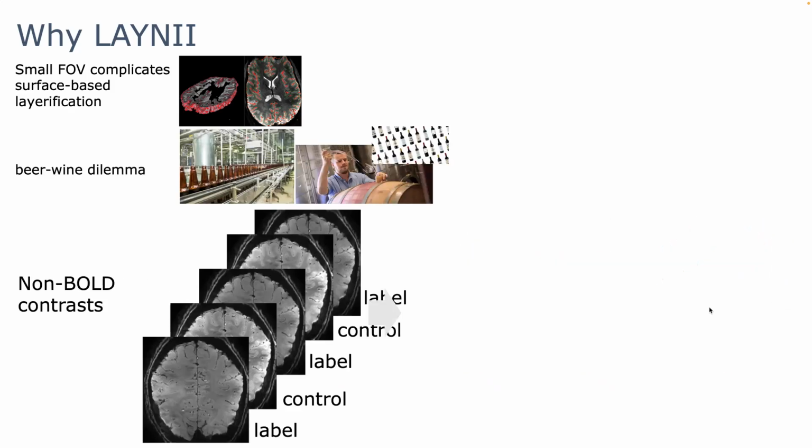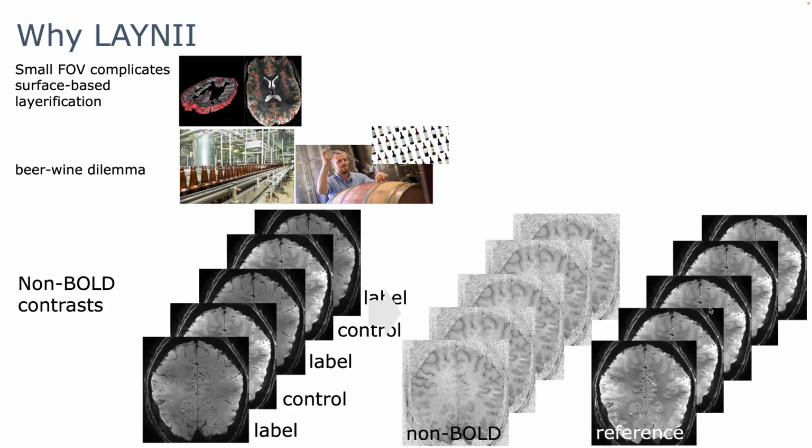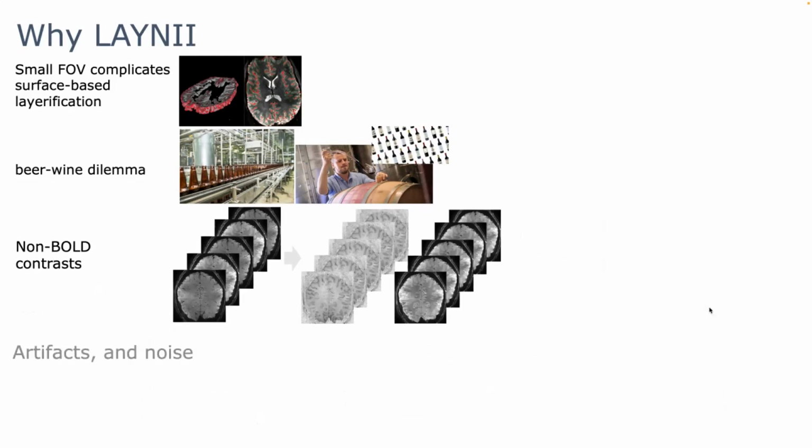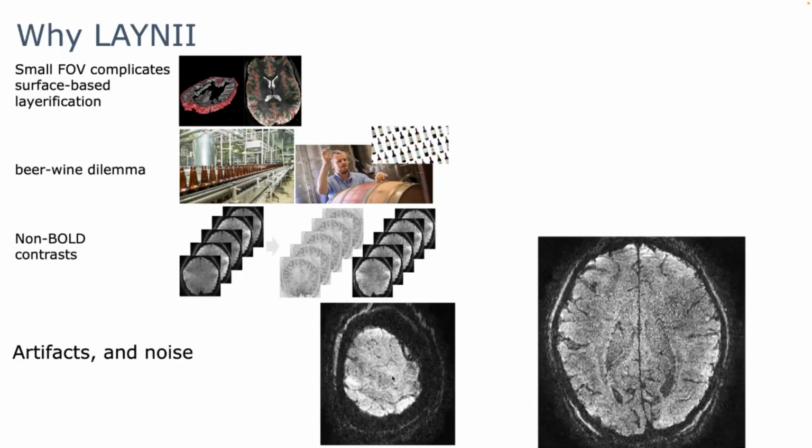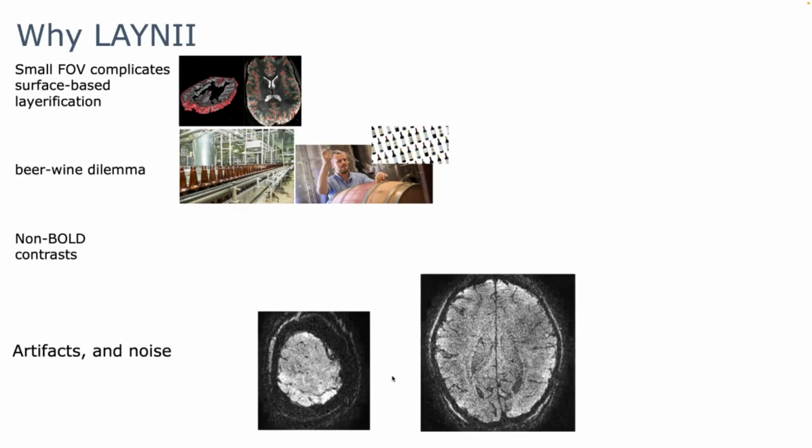Also in layer-dependent fMRI, it's quite common to use contrasts that are not only gradient echo BOLD, but also other contrasts like VASO or VAPOR or ASL or you name it. So we need analysis tools that deal with that too. And also importantly, as I alluded to already a lot, layer fMRI has issues. We are bandwidth limited, so we have more ghosting artifacts than conventional fMRI. We have a high noise level. So we need tools to deal with that too.